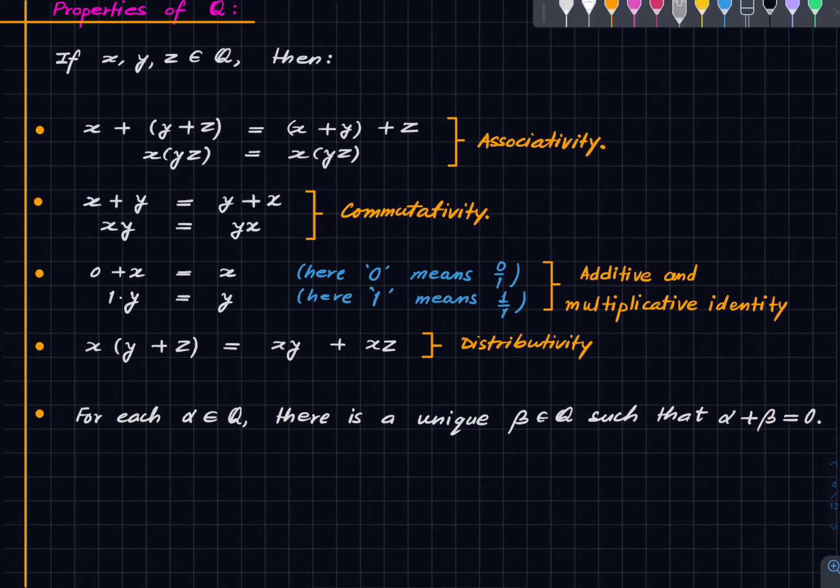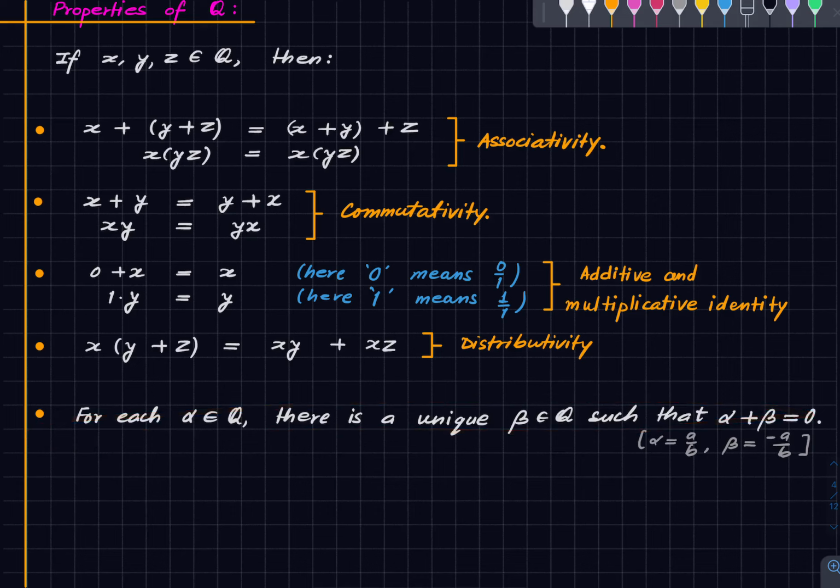And it is very easy to see that it exists. Basically, say if alpha is a by b, then beta equals minus a by b does the job. Right? So the existence is clear. The uniqueness is an exercise. So if you say beta prime also satisfies this equation, then you can easily show that beta is equal to beta prime. So this is a very simple fact.